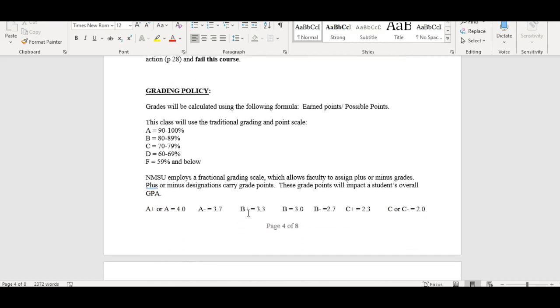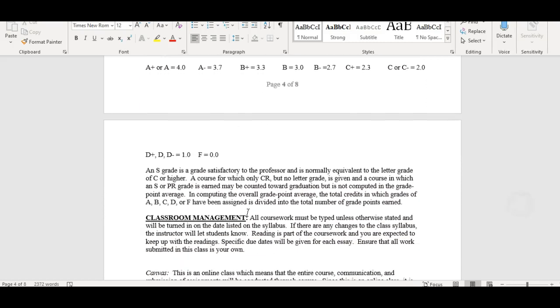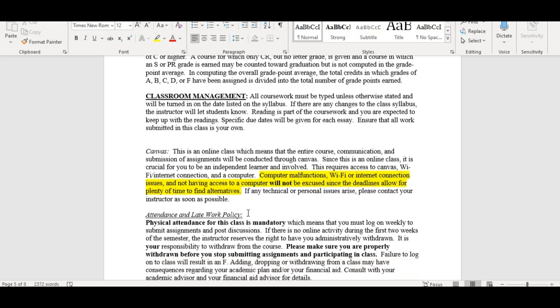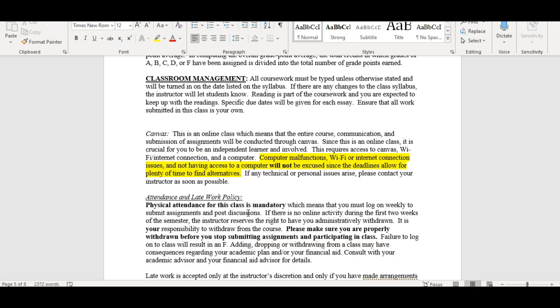Here we have the grading policy. And of course, classroom management is something important that we have to cover. So this is an online class, which means that the entire course communication and submission of assignments will be conducted through Canvas. So, like I said, make sure you have reliable internet. If you don't have internet at home, we do have multiple computer labs at all of our campuses, so you can go ahead and visit there.